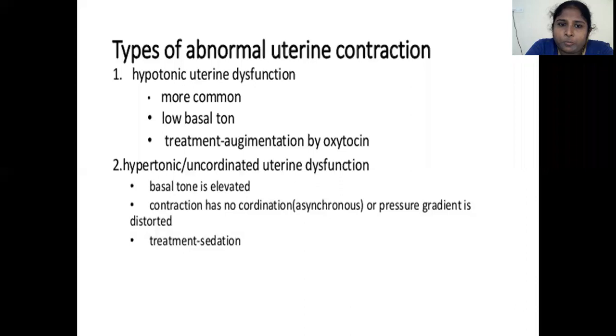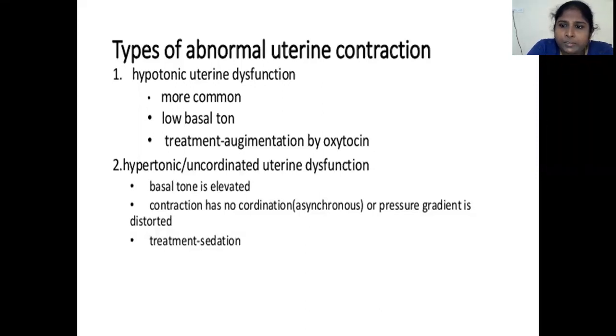First, coming to the problem in the power. I have already told you both uterine contractions and maternal efforts are needed. Among the uterine contractions, if they are reduced, it is called hypotonic dysfunction. If it is excess, it is hypertonic dysfunction. That is basic. Hypotonic uterine dysfunction is more common. It is also called uterine inertia.